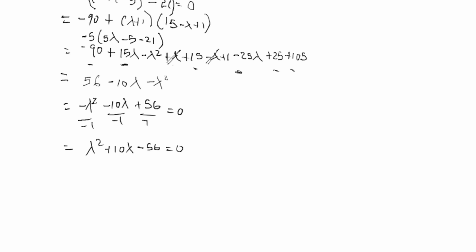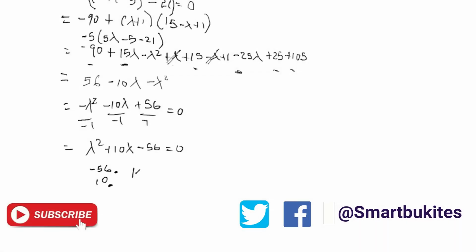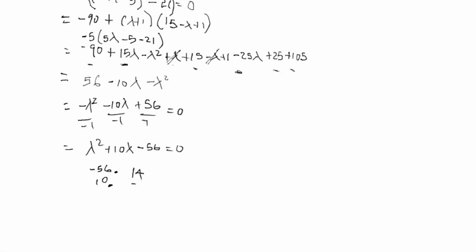So we will look for two values that if 1 times minus 56 is minus 56 and 10. So we are going to look for two values that if we multiply together is going to give us 56, and if we sum them it's going to give us 10. So we can select 14 and minus 4. Minus 4 times 14 is 56. 14 plus minus 4 is 10.